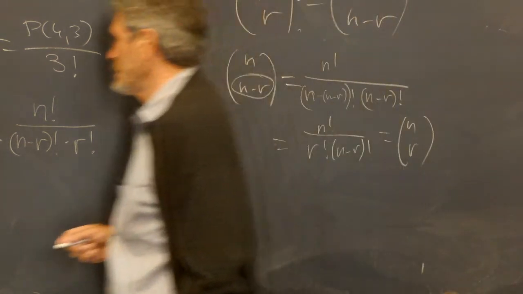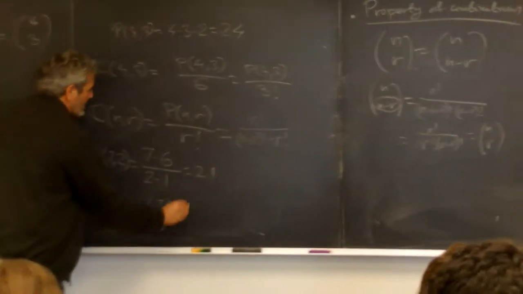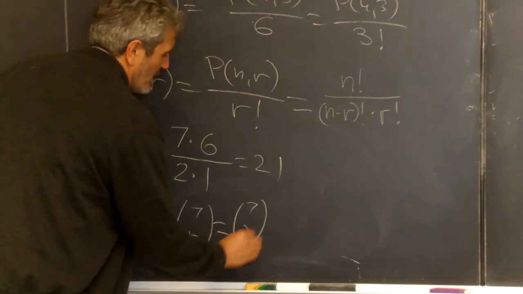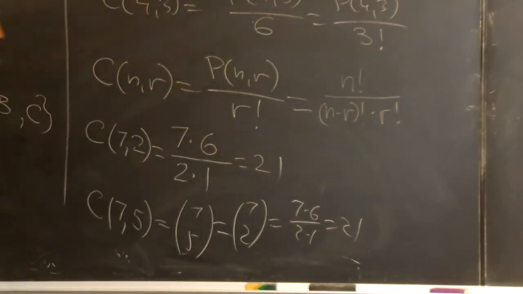So that's why, if I want to calculate 7 choose 5, I'm not going to do 7 choose 5. I would rather do which one? 7 choose 2, which has the shorter r. And then again, as we go, I will use this.